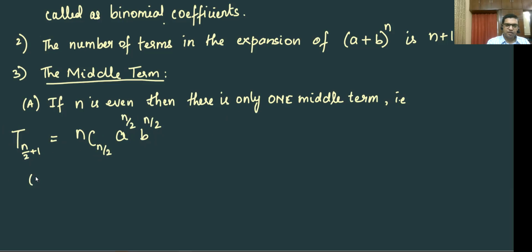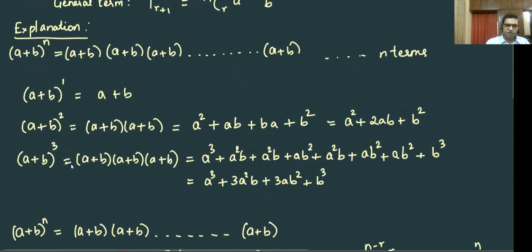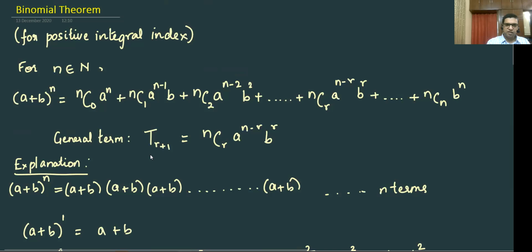So why are we adding a plus 1 for t, sir? Simple. Here, what did you get? The r plus 1 term, t r plus 1, will be nCr a power n minus r, b power r. Yes, sir, got it, because there are n plus 1 terms. Correct, yes, that is why.